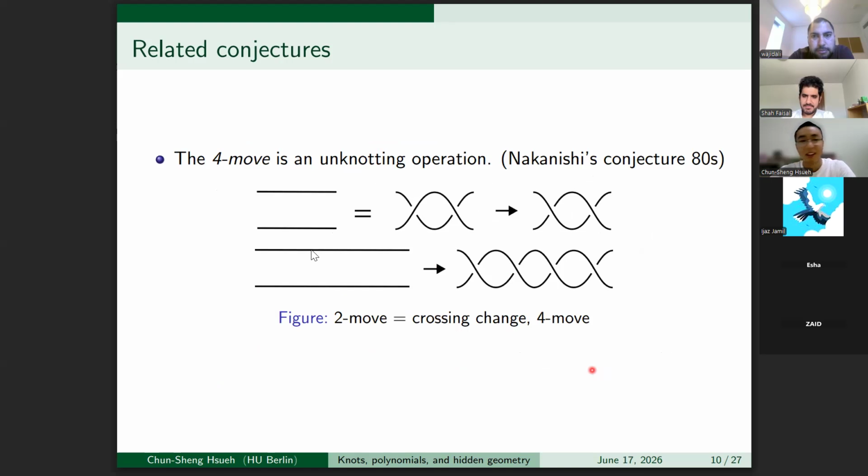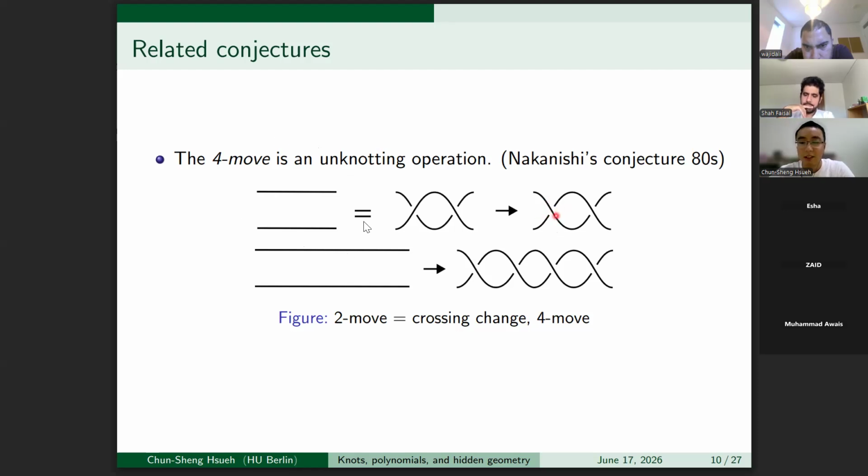unknotting. So let's go back to crossing change for a moment. Here, whenever you see two parallel strands, you can do Reidemeister moves. I just pull the lower strand over the upper one, or you could also do the opposite one. It doesn't change the knot type. But now if I do this crossing change, so I think in this picture I changed this crossing, potentially this changed the knot type.